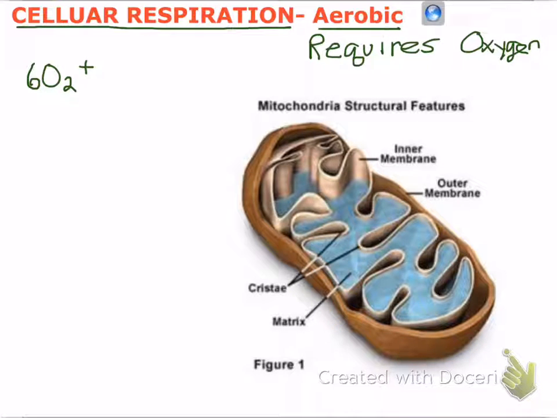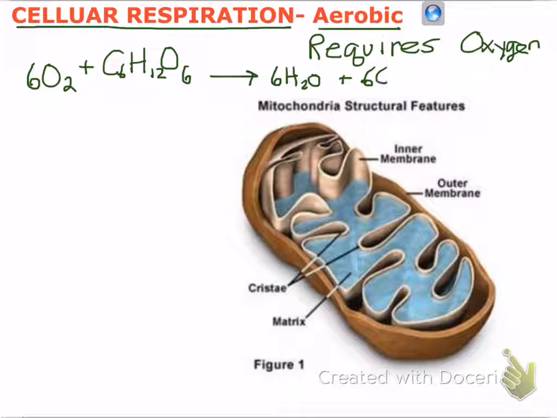6O2, plus glucose, C6H12O6. And in this process, it's going to make 6H2O plus 6 carbon dioxide plus about 36 ATP molecules. This reaction should look somewhat similar to you. We'll try to compare photosynthesis and cellular respiration at the end of the lesson.